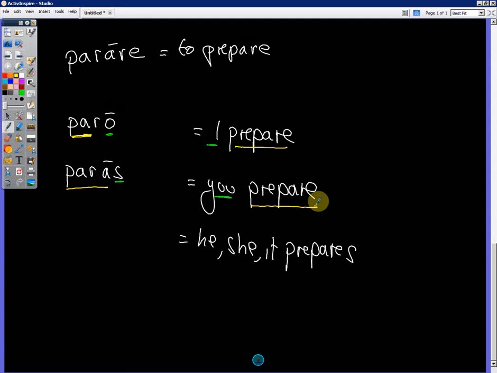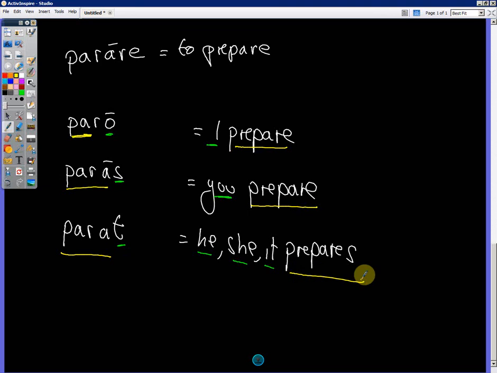It's going to be, whoops, wrong color. Let's change that. Back to the pen, should be white. He, she, or it is parat. The macron drops off that. There's no macron on this A. The macron drops off that stem, and it's parat. That means he, she, or it. It's the T bit that means he, she, it, and it's the para bit that means prepares.